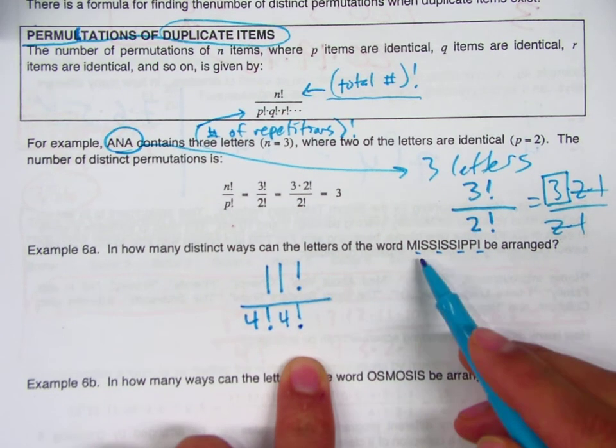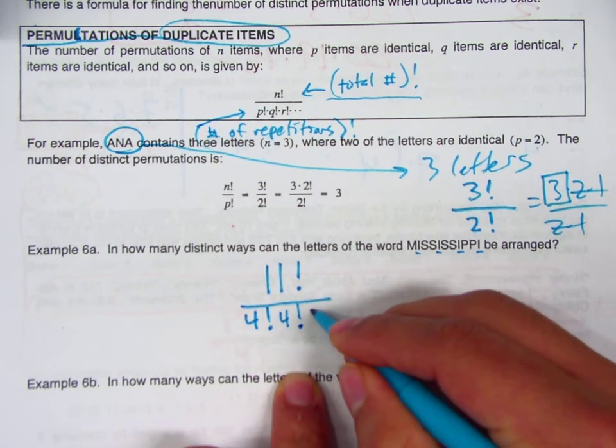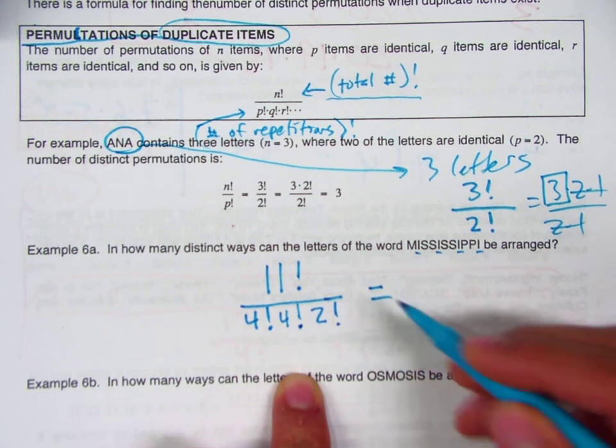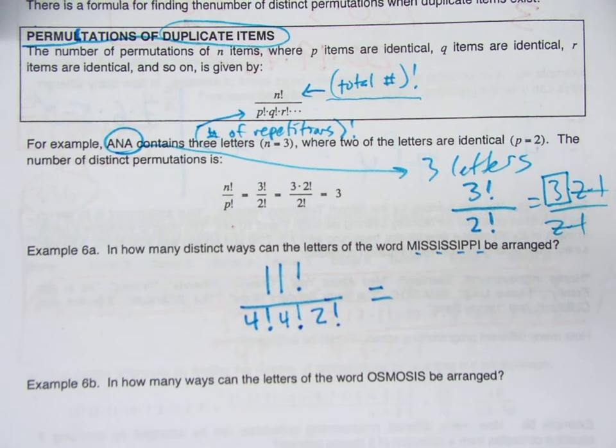And then what's the last letter that repeats? And that has to be 2 factorial then. So let's figure that out. What's that going to be? Please try this on the calculator. You'd be surprised how many people get it wrong.